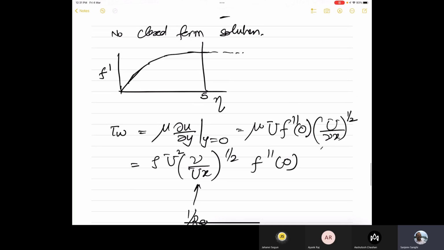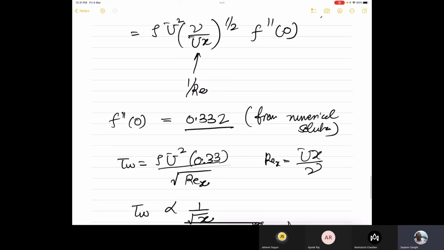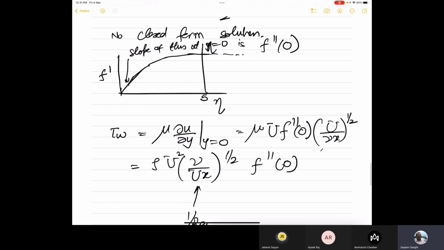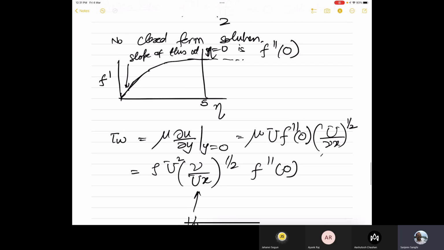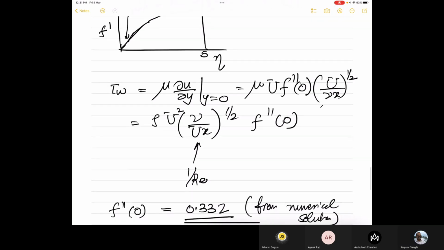This comes from the slope of this at y is equal to 0, or eta is equal to 0, which is f double prime of 0. That is where we get it, and this we get from the numerical result. From the numerical solution, we look at the slope at the origin and we get this.